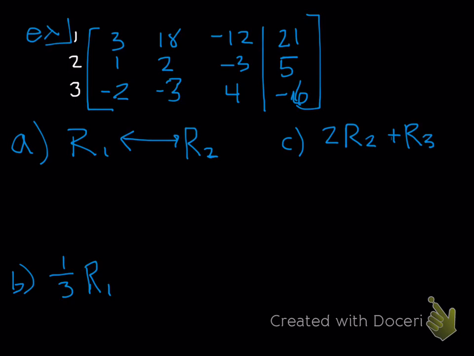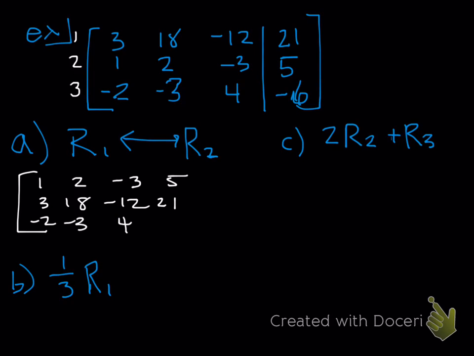So here if I wanted you to switch the first 2 rows, it would become 1, 2, negative 3, 5, 3, 18, negative 12, 21, and then negative 2, negative 3, 4, and a negative 6. So notice nothing about that. I just switch row 1 and 2, and that is it.